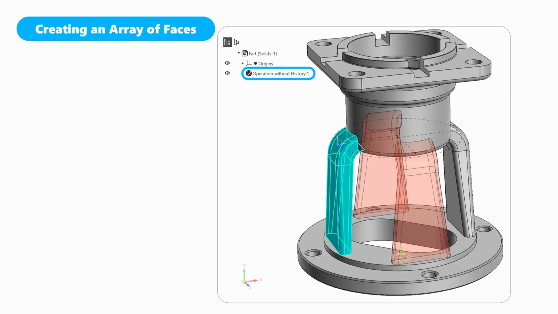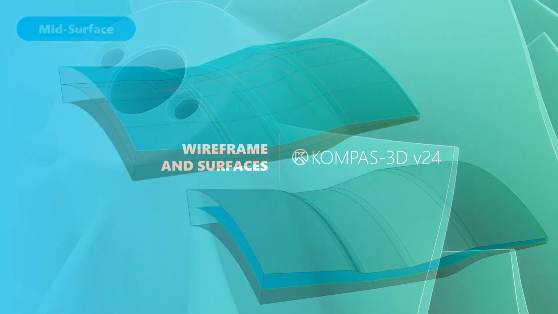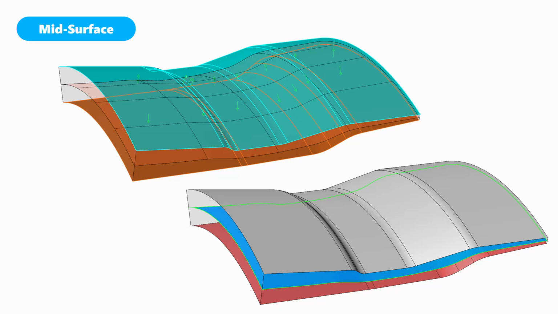The commands for creating arrays allow you to select not only bodies or operations, but faces for copying. Actually, this is a functionality for direct editing. The new Meet Surface command allows you to select not only individual surfaces, but also sets of faces as base surfaces.